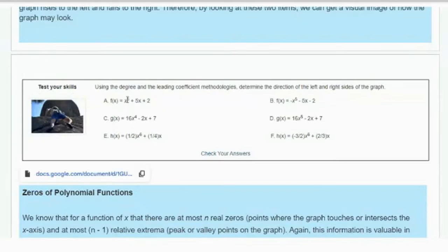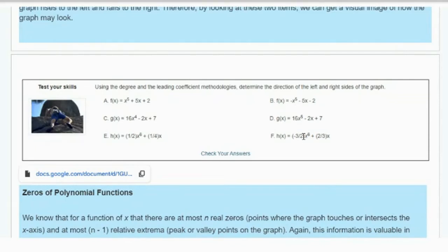This is x to the fifth, and it has a coefficient of 1. So we know it's x to the fifth, that the right end is going to go to infinity. I guess that's the right end for you guys. And the left end is going to go to negative infinity. This one's a negative x to the fifth. So that's just the opposite. The left end is going to go to infinity, and the right end is going to negative infinity.